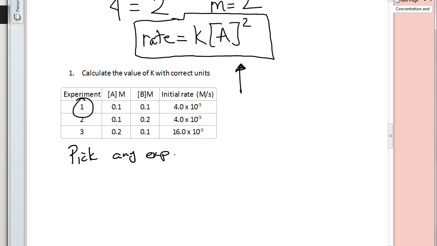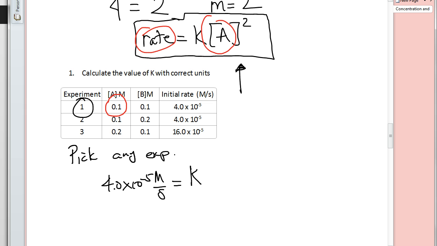I always pick experiment number 1 because it's number 1, and there's no reason why I do it, but I just do it. I pick experiment 1. Now what I'm going to do is plug values in. So in my rate law, I have rate given. Okay, so in experiment 1, I'm going to plug in rate. So I have 4.0 times 10 to the -5th molarity per second is equal to K, which is what we are trying to find, multiplied by A, because see, A is right there, and here in experiment number 1, it's 0.1.